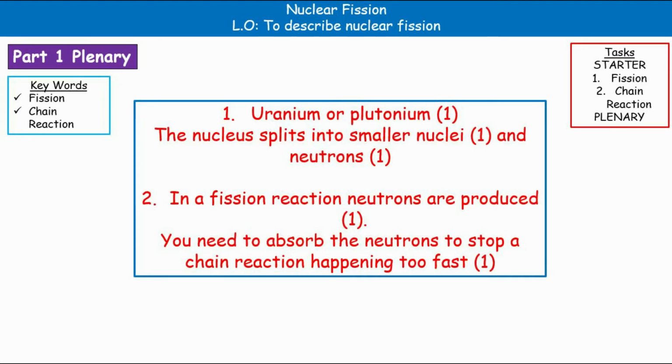Let's just double check those first part plenary answers then. So for question 1, if you wrote down either uranium or plutonium, give yourself a mark. And if you said the nucleus splits into smaller nuclei, 1 mark, and neutrons, a 3rd mark. So your first question is out of 3. Then for question 2, in a fission reaction neutrons are produced, 1 mark, and you need to absorb the neutrons to stop a chain reaction happening too fast, 2nd mark. So grand total of 5 for our plenary. Give yourself your totals in your book.